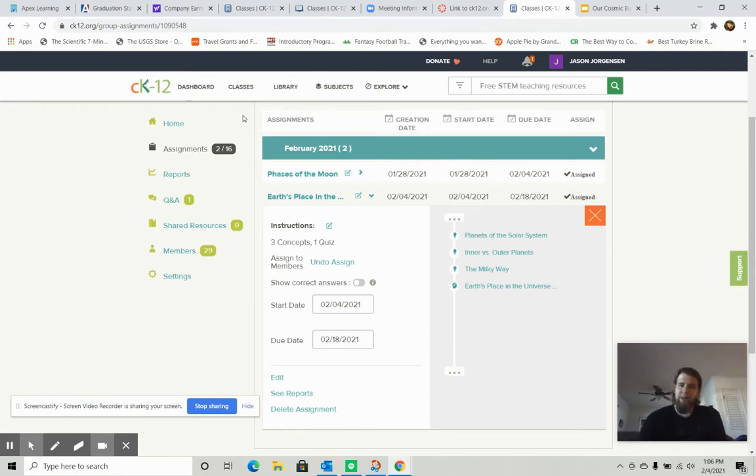You have 3 sections here: the planets of the solar system, the inner versus the outer planets, there are huge differences in those, and then the Milky Way. The last thing on here is Earth's place in the universe, which is a quiz. It's less than 20 questions, I know that, so it's nothing too terrible.